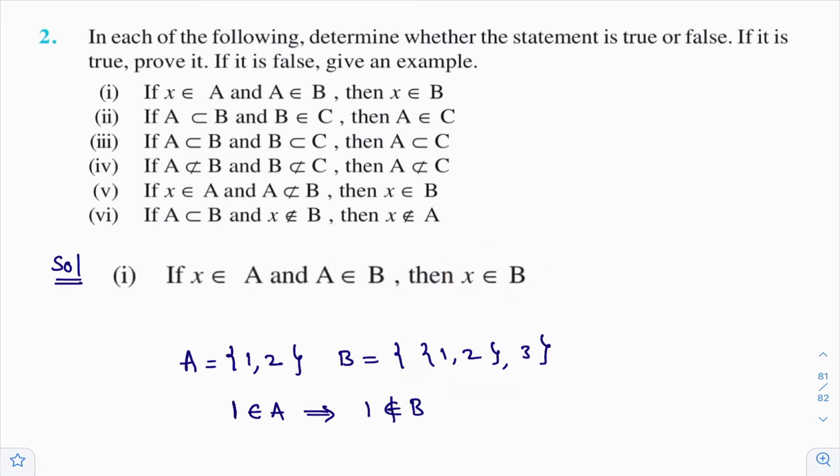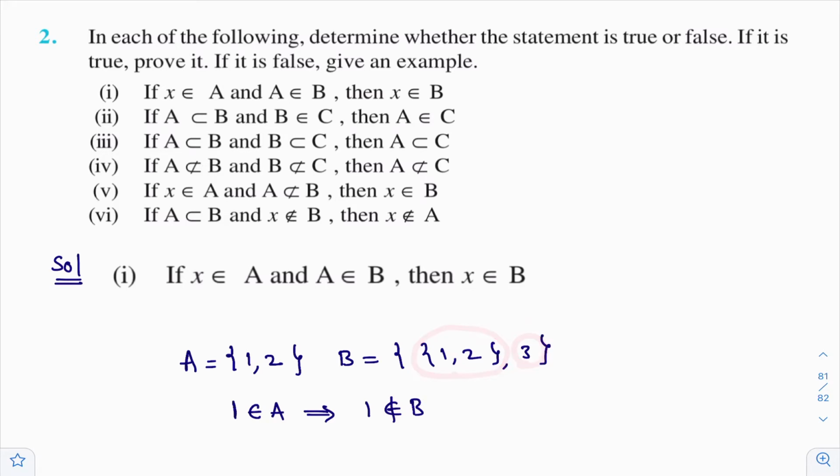So what happened here? They declared this statement: if x belongs to A and A belongs to B, then x belongs to B. Here I am checking now. 1 belongs to A and A belongs to B, but 1 is not in set B. 1 is not in set B. Observe, in set B, two elements are there, this and this.